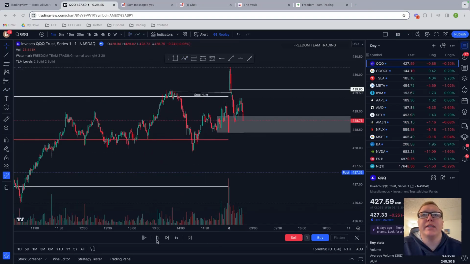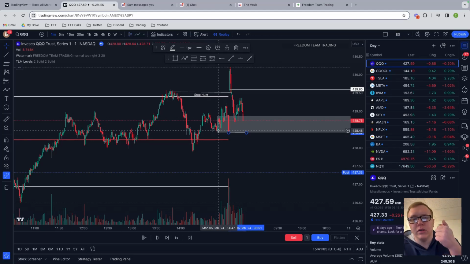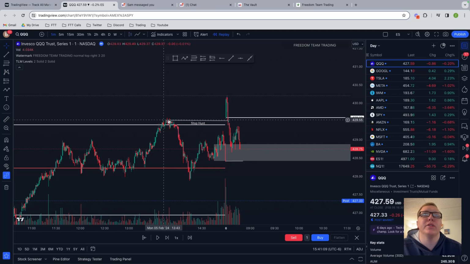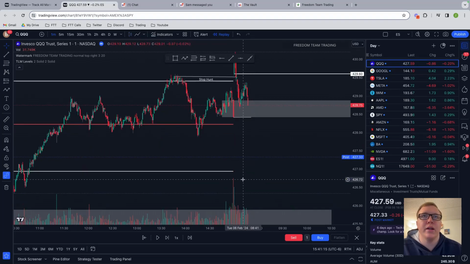As price gets down to this level, again, I'm just waiting for this low to break. If we break this low, this is going to tell me shorts are the right play. We already have confirmation. We have stop hunt of the high. Price came into demand. If demand fails, if this low fails, I can place shorts down to here.